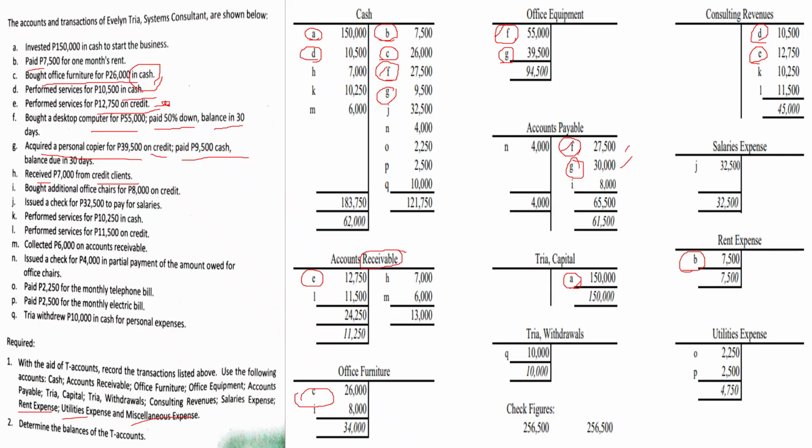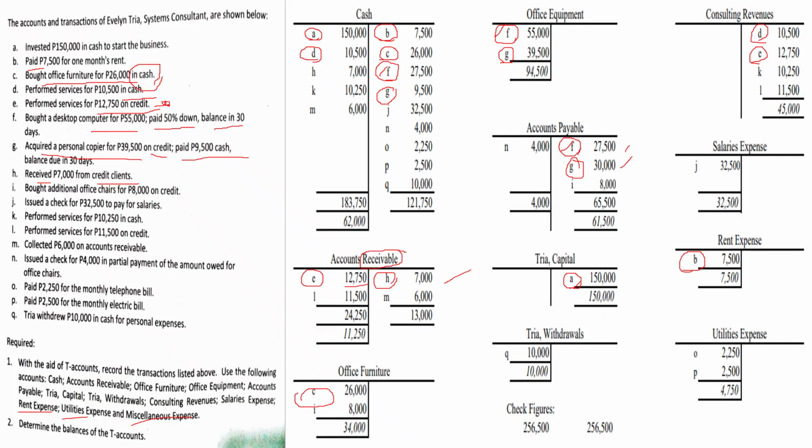Now, a receivable is an asset, right? So once it decreases, it will be credited. So letter H here, we credit accounts receivable. It was decreased. Actually, this is from the letter E transaction, right? When we had letter E, we rendered service on credit. And then on letter H, we collected only 7,000 out of the 12,750.